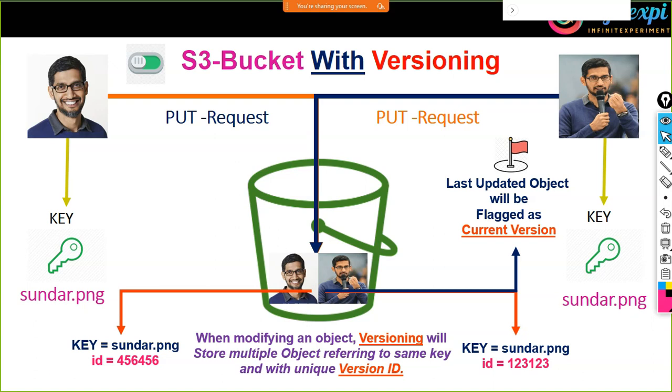If it's a different key, then we need not worry about the version ID over there. Of course you will have the version ID, but the challenge is you will not have any challenges of overriding the images. So what if I switch off? What I mean by switch off is not disabling. I'm not disabling it, I'm just switching it off.